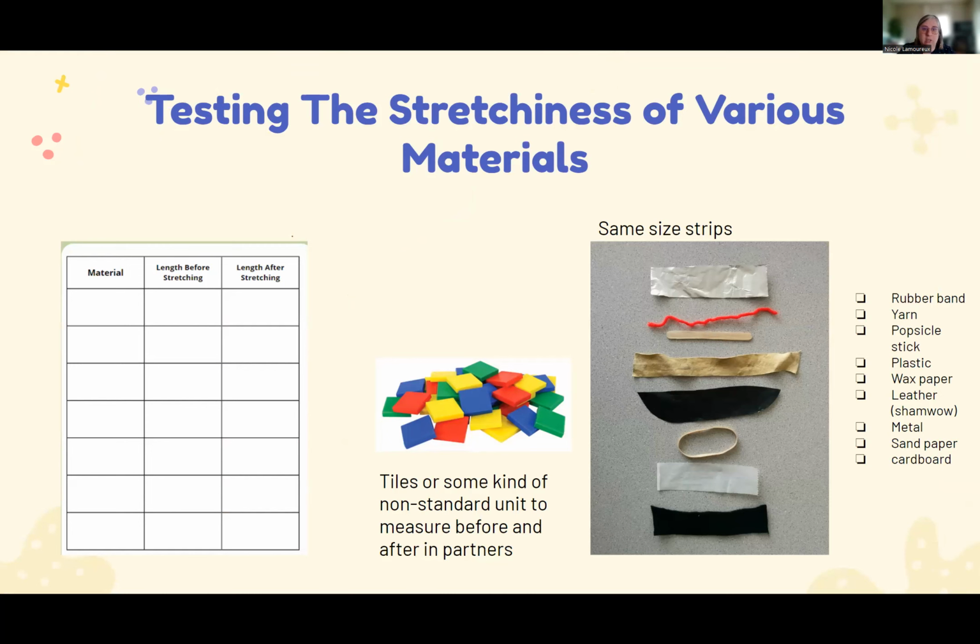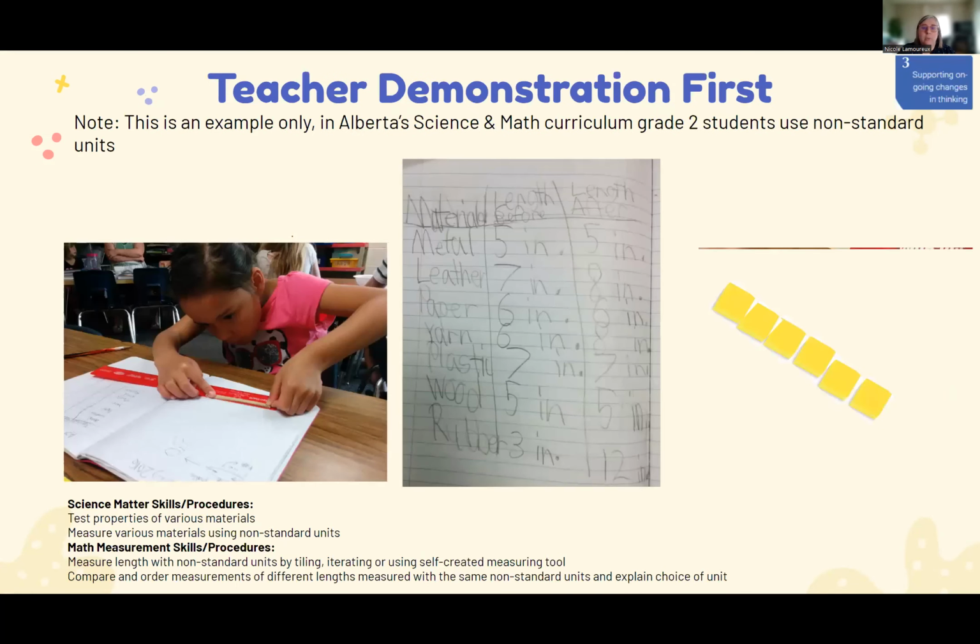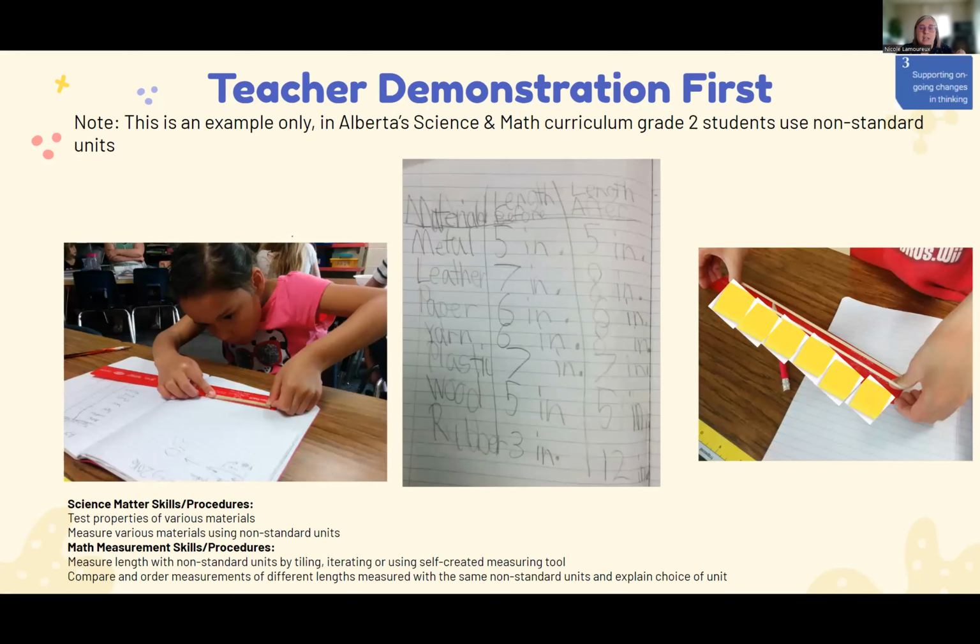Now, going into the math organizing idea, it says non-standard iteration. So I was looking at tiling. So they look at the material before stretching and the material after to compare. So what you might see is something like this. Of course, this is an American length before, length after. This is a grade 2 classroom, by the way. So I've kind of put on here that instead of using a ruler, they would be with partners and use tiles to measure it, and then measure after.